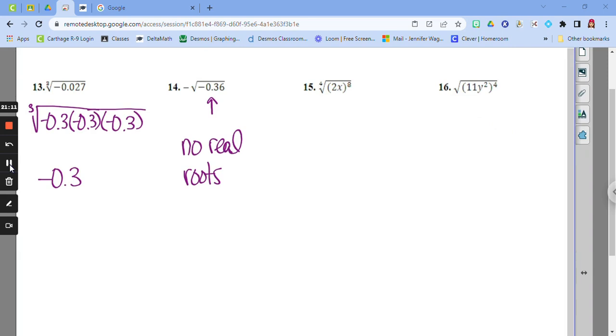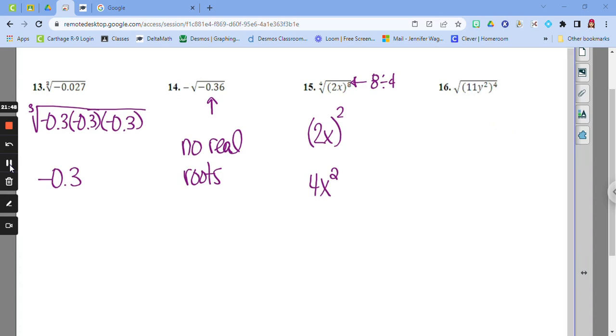Okay, so on number 15, I can certainly take 2 to the 8th power and x to the 8th. However, I can just divide this 8 by 4 and just have 2x squared, which is 4x squared. So don't make this more difficult than it needs to be.